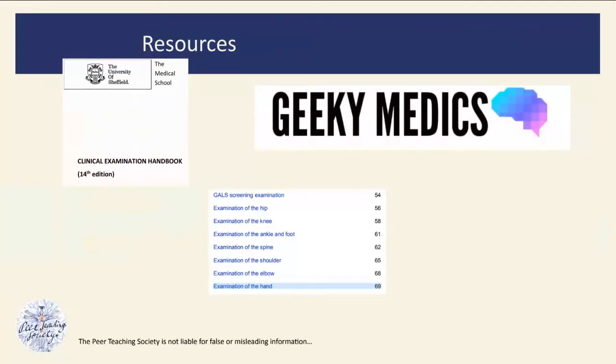So these are your resources. The clinical examination handbook, you can find in Minerva. Geeky Medics, big one, because you're actually seeing UK OSCE-based videos for 3rd year medicine OSCEs. Great stuff to see how to do it, but just keep referring back to the examination handbook to see what you need to do and what you don't, because there's some things that Geeky Medics add that you don't, and they miss out some stuff as well.